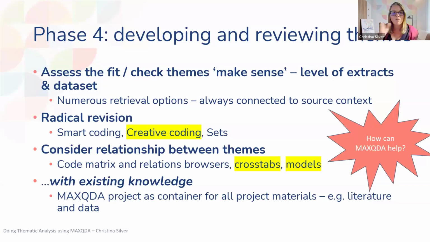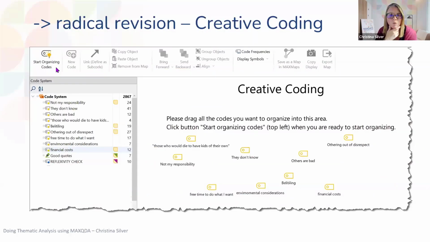So here we're now really getting into the realms of where the same MAXQDA tools can be used for a multitude of different phases. So I mentioned the creative coding a moment ago, and I want to also show you quickly crosstabs and models as being really useful here. Creative coding for radically revising your coding scheme, and crosstabs and models for thinking about relationships between themes.